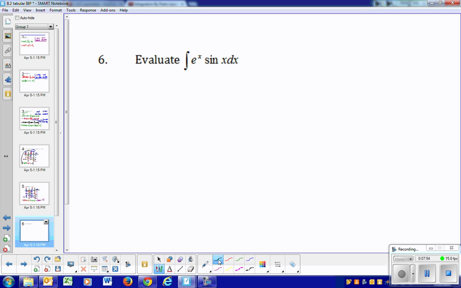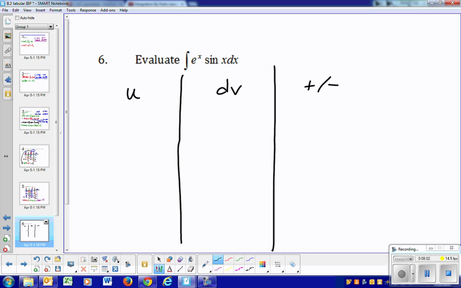So let's set up our chart, and I'll show you how this variation can play out, okay? I'm going to choose, it doesn't actually matter in this case which one is which, because neither of them is going to zero out or get better if I take derivatives, but I'm going to choose to put sine here, okay? And then I'm going to have my e to the x be this part, and as we mentioned, we always start positive and then alternate, okay?